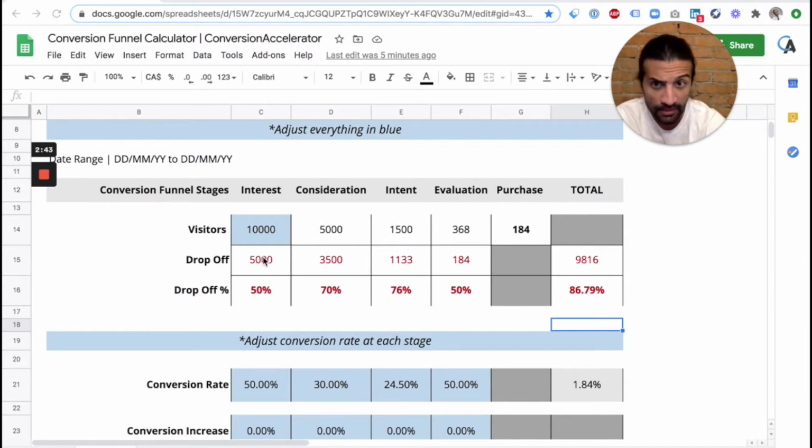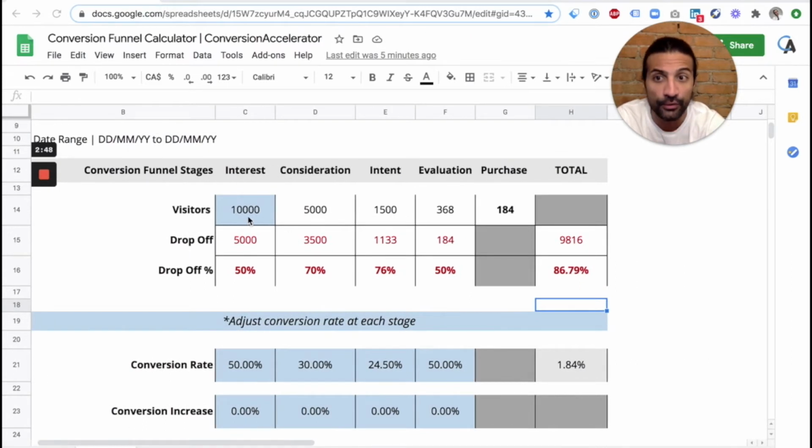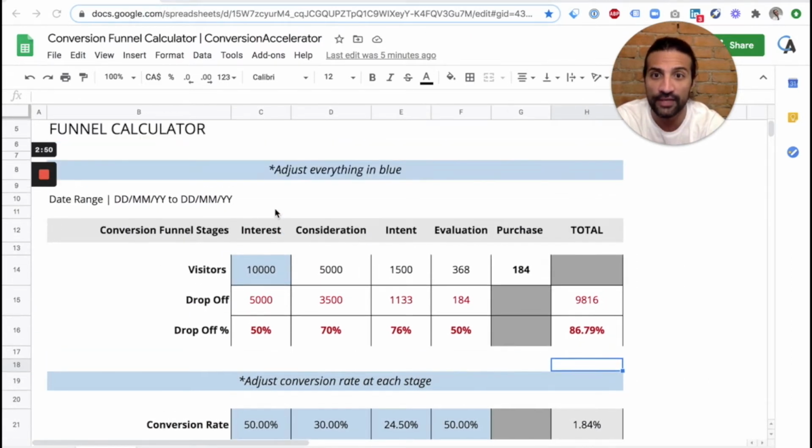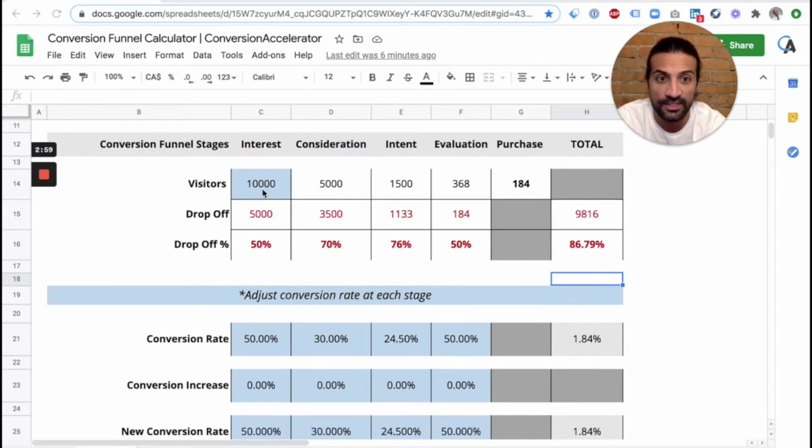Okay. So in terms of the data, you just need to fill in the blue pieces. I'll give you guys access to this document. It's actually part of our Conversion Accelerator program. But I'll share this with you.